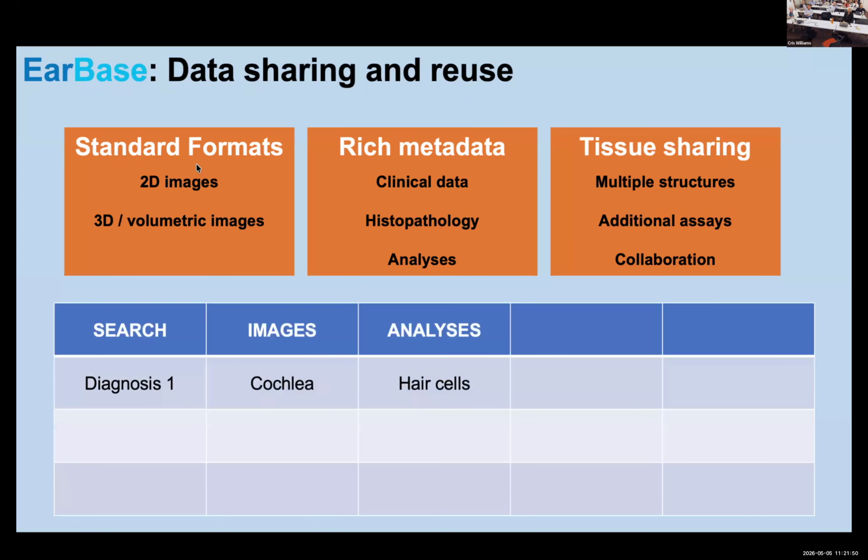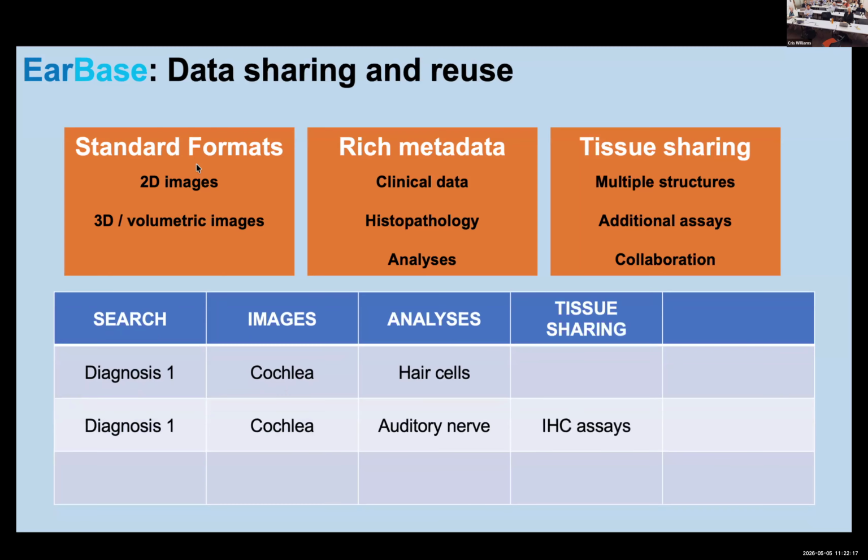So what does this kind of thing set up? Well, I'm going to give you a few examples. So the first is this. Let's say a typical EarBase user goes in, selects a certain clinical diagnosis, maybe severe hearing loss, and then proceeds to select some images and conduct analyses on the cochlea that focus on missing hair cells. That's a typical use case, and we expect to see a lot of that kind of thing.